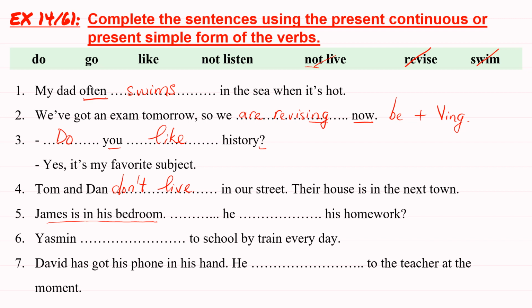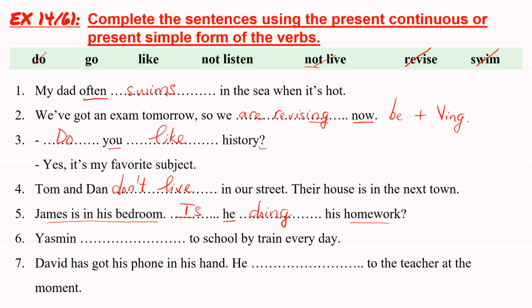Và đặt câu hỏi thì mình sẽ đẩy to be lên phía trước. Chủ ngữ là he, thế động từ to be của mình sẽ là is. Is he his homework? Homework thì sẽ đi với động từ là gì mấy bạn? Do. Is he doing homework?